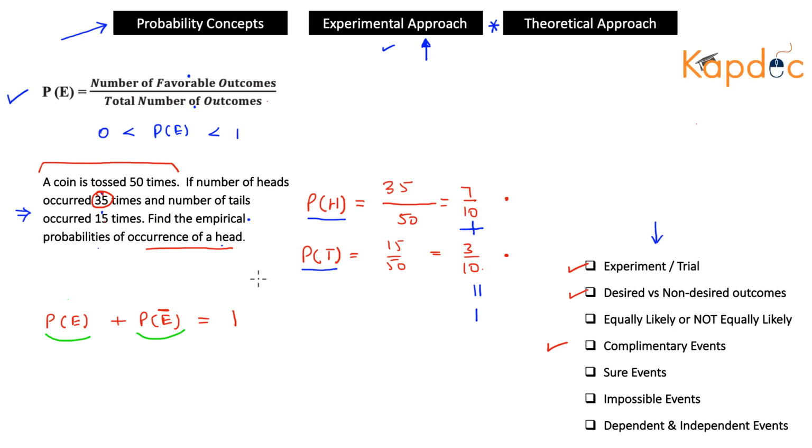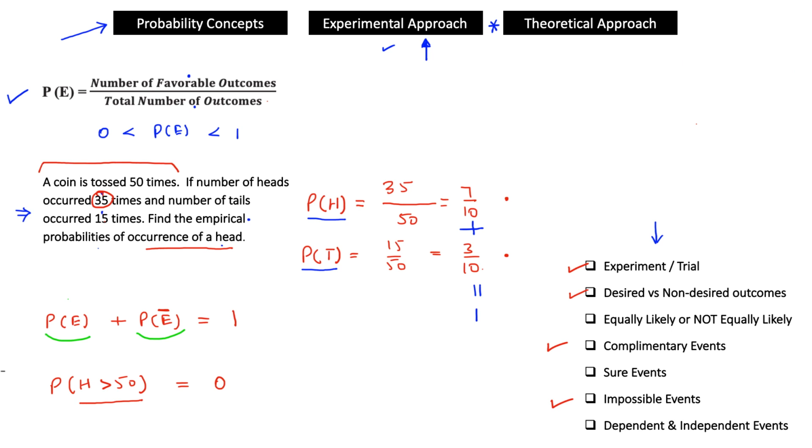So now let's talk about what are sure events and what are impossible events. So think about this. If I say that I toss a coin 50 times, find me the probability of getting a head greater than 50. So what is that probability? You will say that probability of finding a head greater than 50 is equal to 0. Then that will be called an impossible event because it's never going to happen, right?